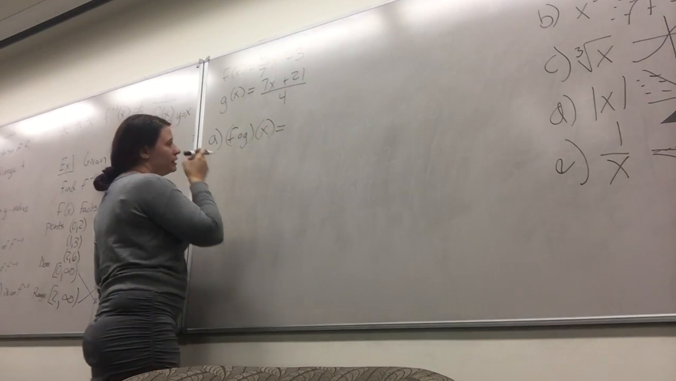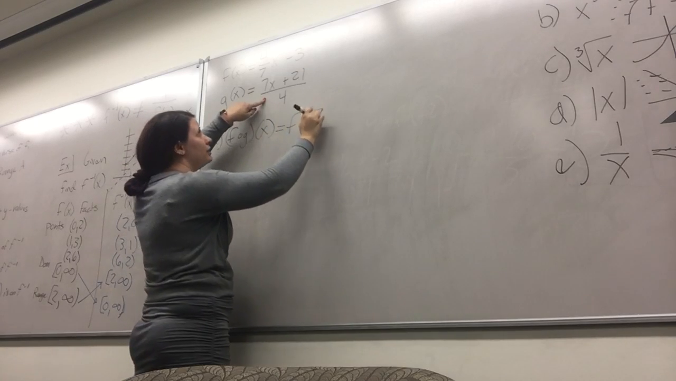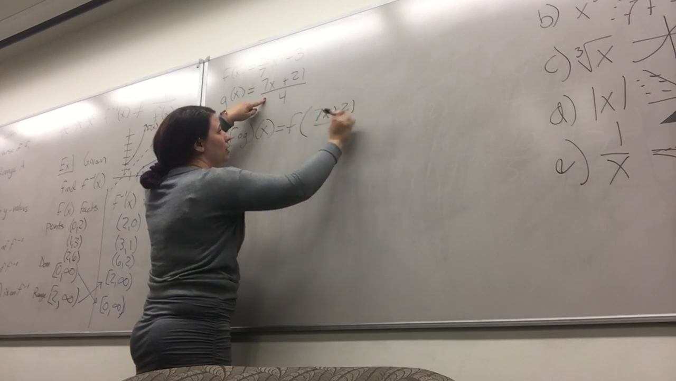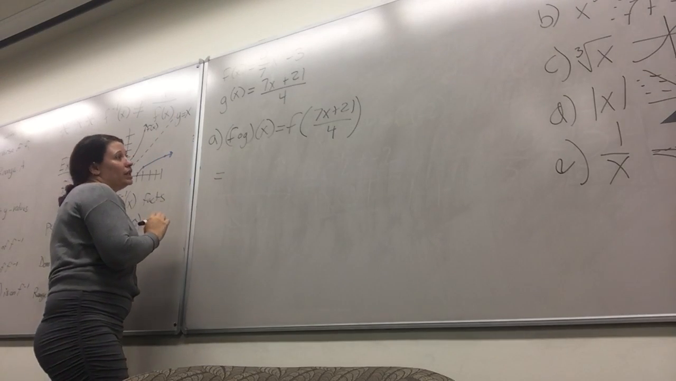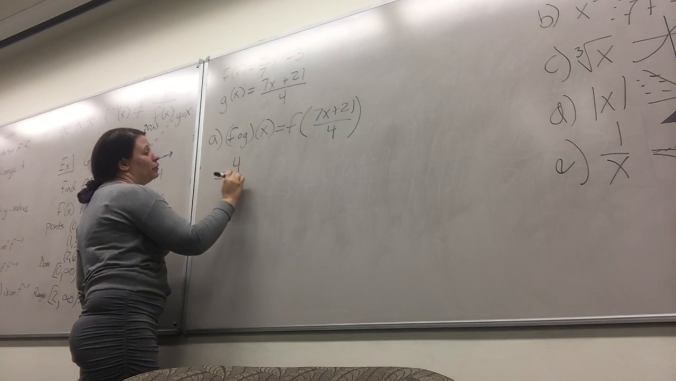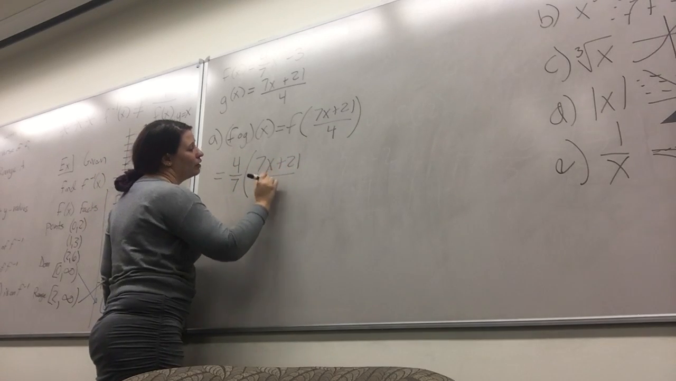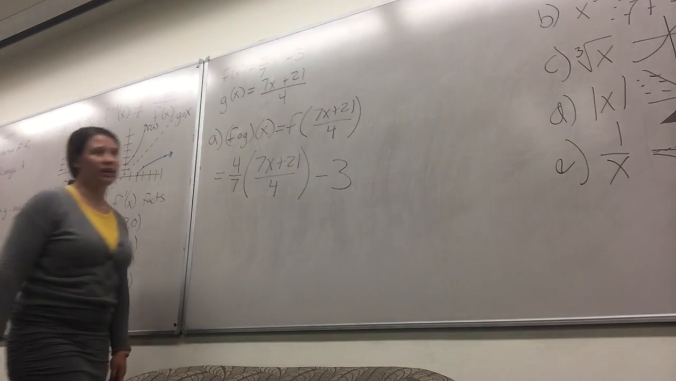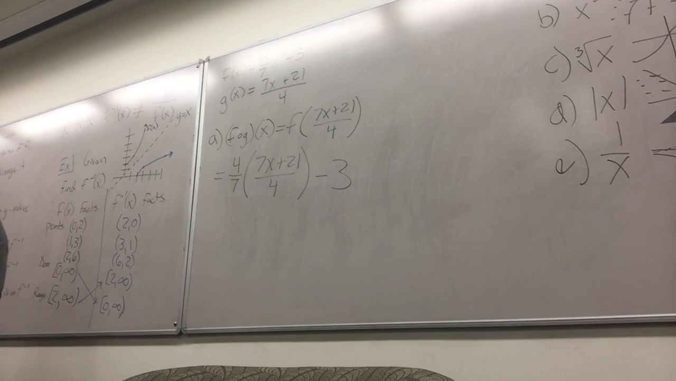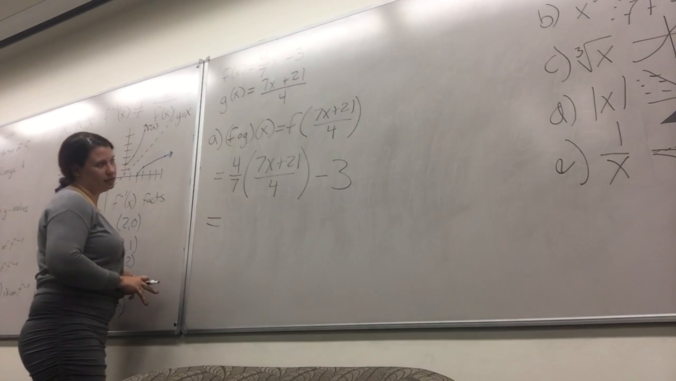So when we do this, we get f of g, which is 7x plus 21 over 4, which is really 4/7 times 7x plus 21 over 4 minus 3, right? So we took f and replaced x with g. Now let's simplify this mess.